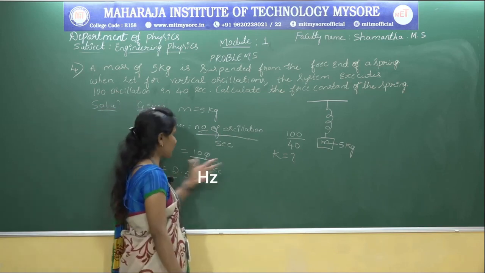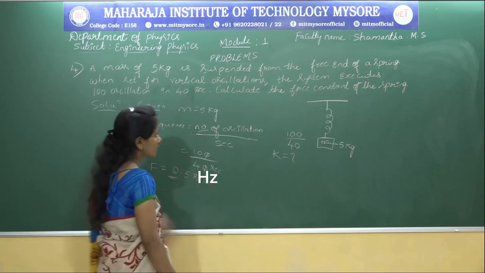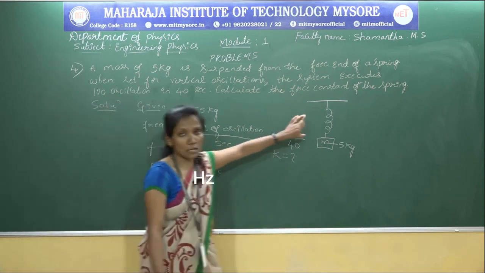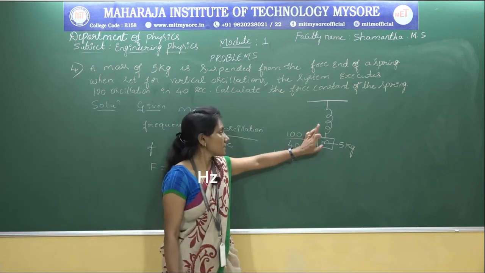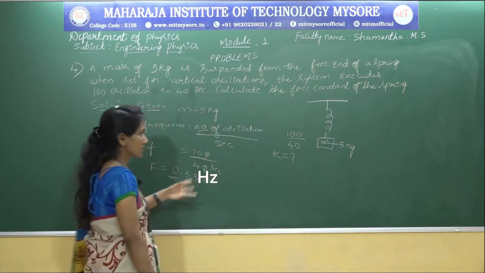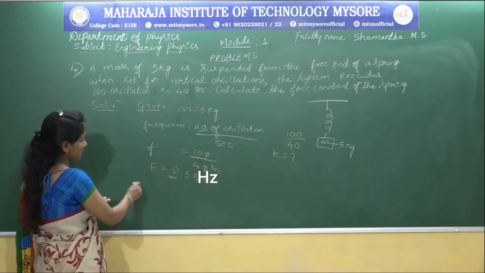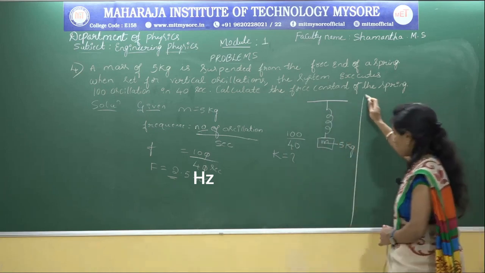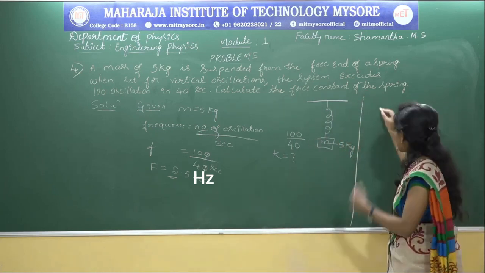Then what is the relation between frequency and spring constant formula? So, that is to calculate the force constant. What is the force constant? How much we can expand or compress this spring. Okay. So, what is the quality of that spring? So, next calculate the spring constant.